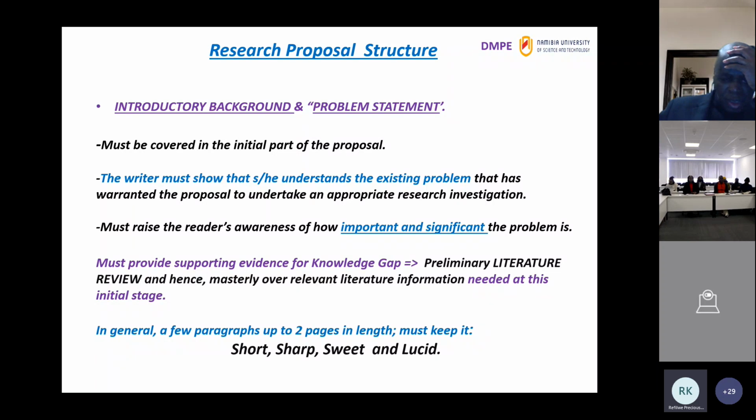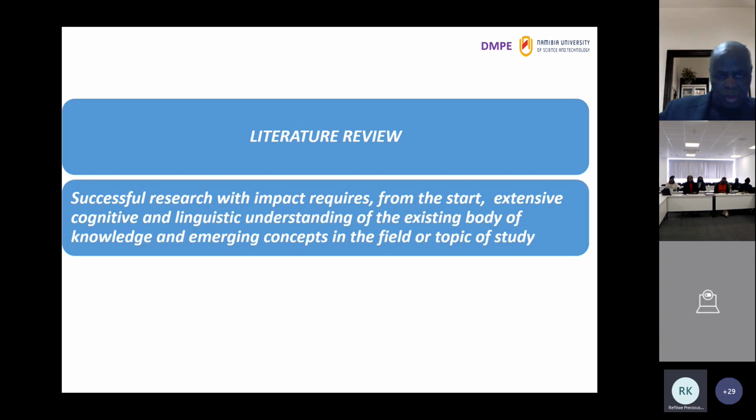In general, few paragraphs of up to 2 pages in length have to be written for the introductory background, right? And I have my usual catchwords: short, sharp, sweet, and lucid. It should be.